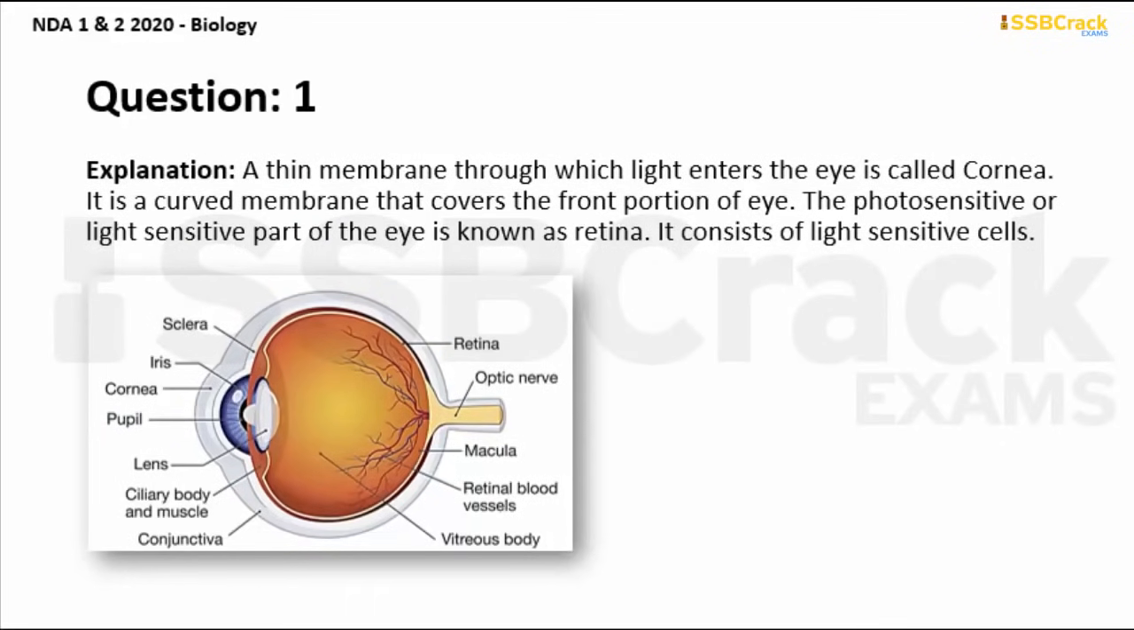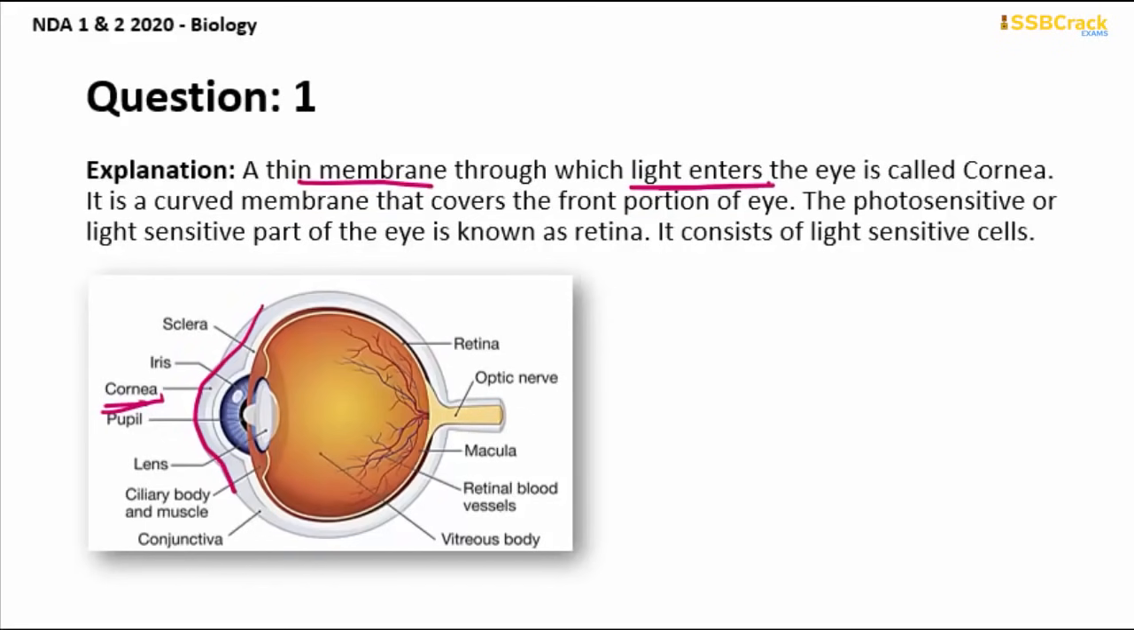In eye anatomy, what is the first part? That is cornea, right? So cornea is nothing but a thin membrane through which light enters the eye. Cornea is also a curved membrane that covers the front portion of the eye. So when light hits the cornea, it enters the eye, passes through the lens and then reaches the retina. You will find another question also. You must be remembering. In the paper, you also find another question from eye anatomy which we will discuss.